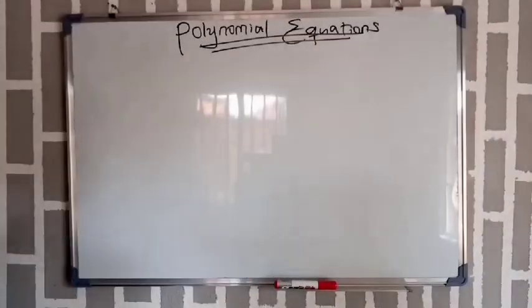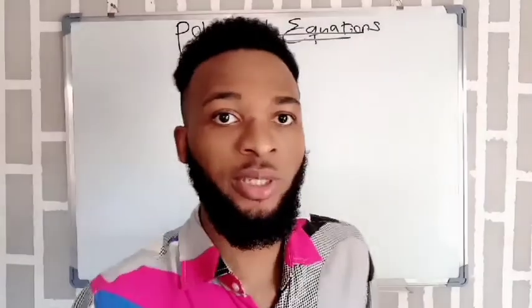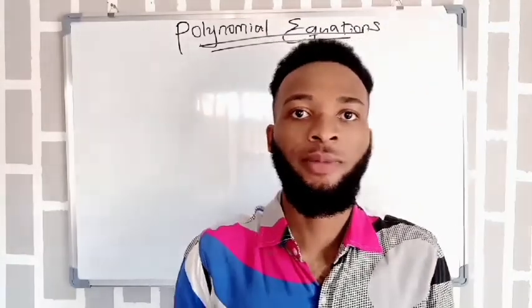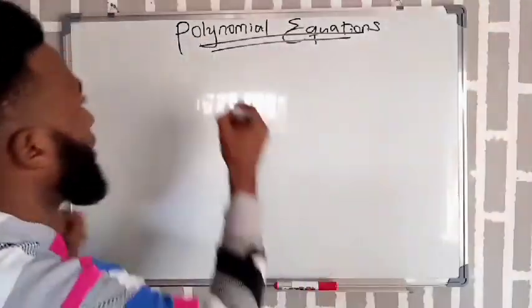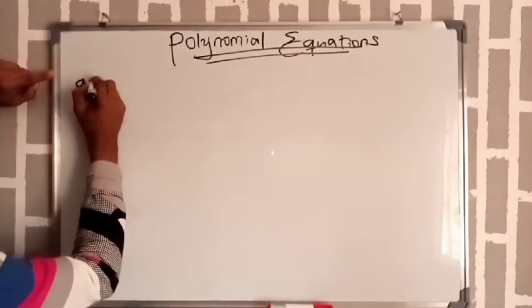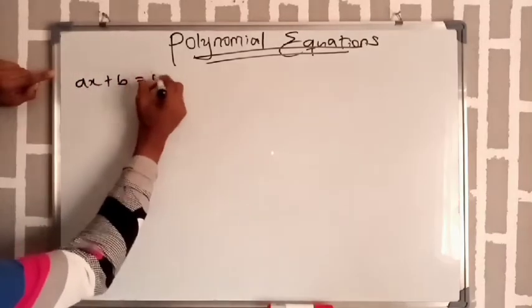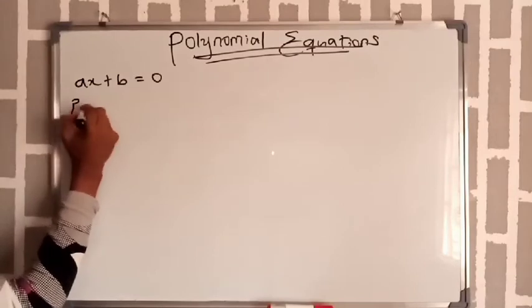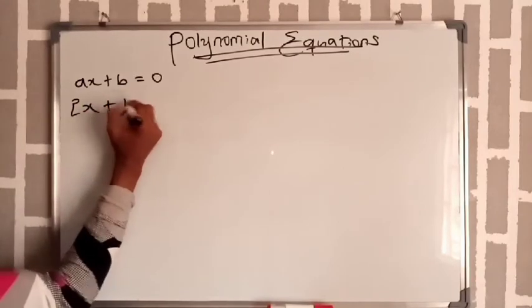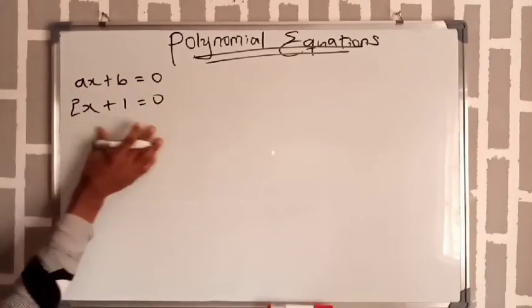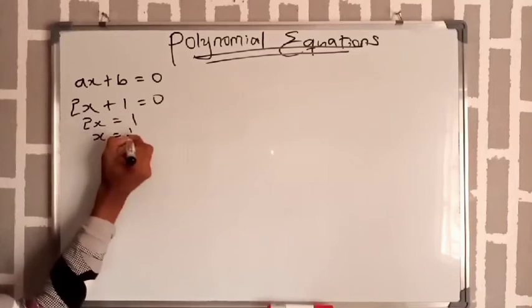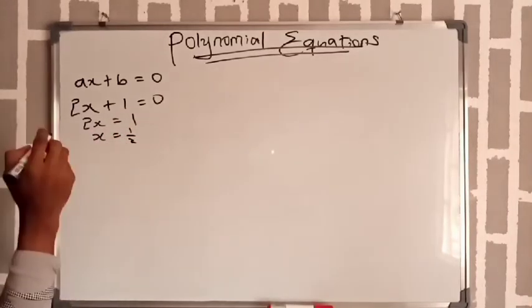These polynomial equations. You have to understand that solving polynomial equations is a process of equating polynomial expressions to zero. Like saying we should take ax plus b and equate it to zero, as simple as that. Let's take for example 2x plus 1, equate it to 0. This is a linear polynomial. So this is saying 2x equals 1, then x equals half. This is how simple it is.